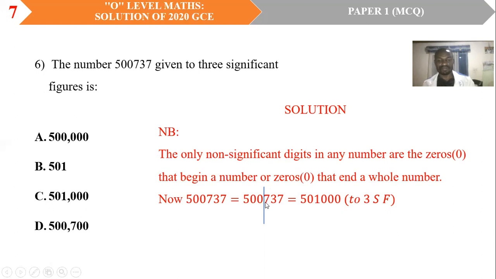Therefore, we round up by adding 1 to this 0 to make it 1. And every other digit here becomes zeros. So the answer is 501000. That is the number to 3 significant figures. Answer C.